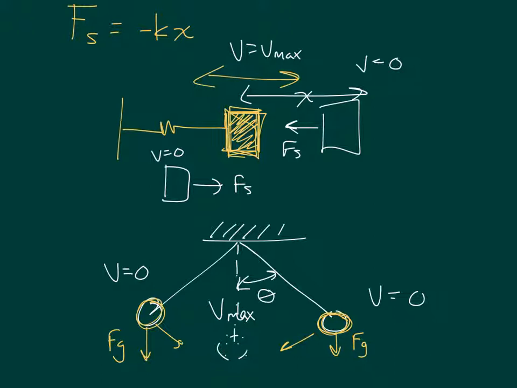When I let go, and it goes like this and back, and we time it, what is that called?